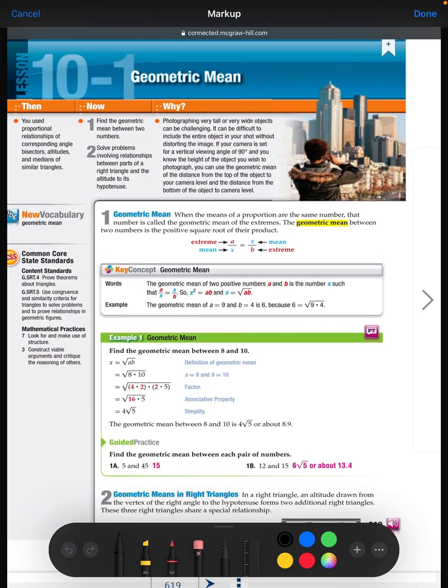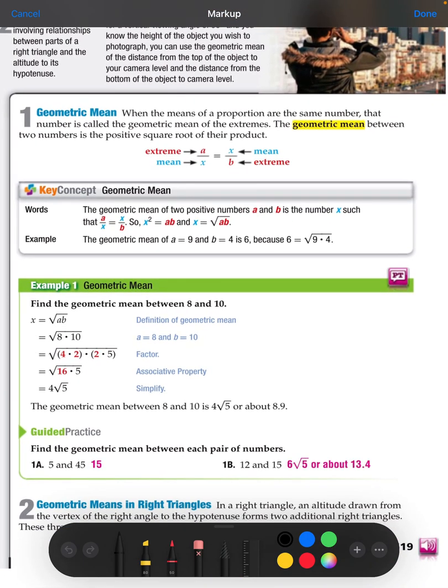Integrated 2. Today we're going to start chapter 10, and it's the geometric mean, which I think you'll find is pretty straightforward and simple. So the geometric mean is when the means of a proportion are the same number, okay? So we talked about how there are means and extremes in a proportion, and so they're going to write that again. That would be something you can get down in your notes.